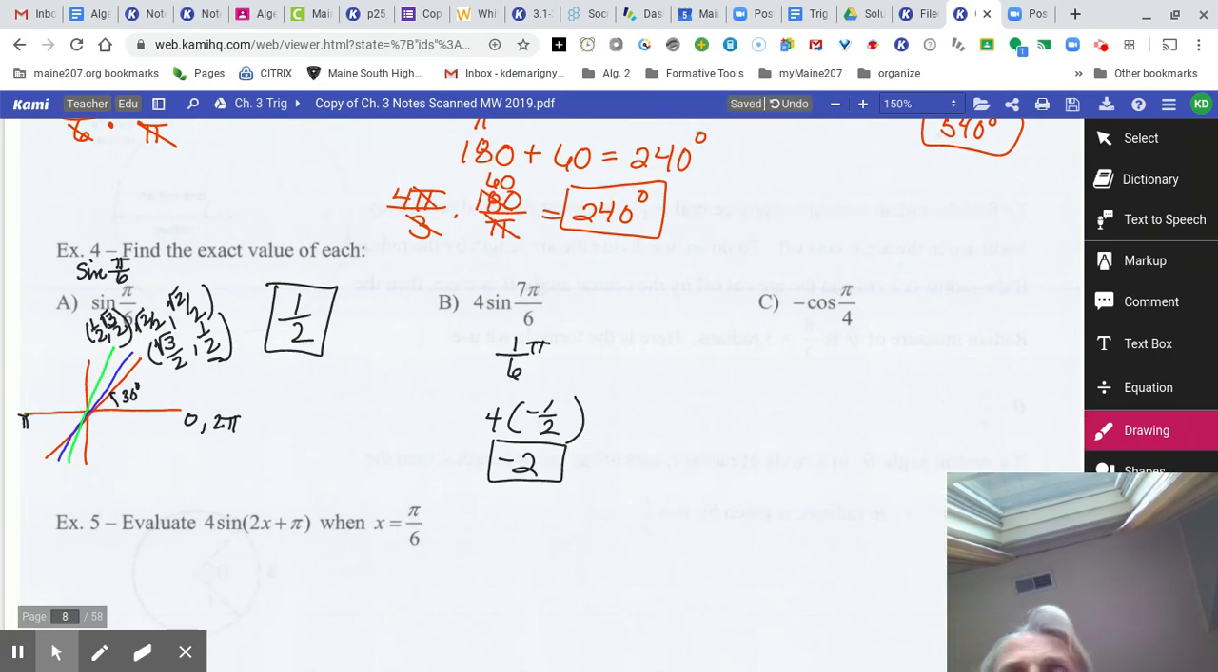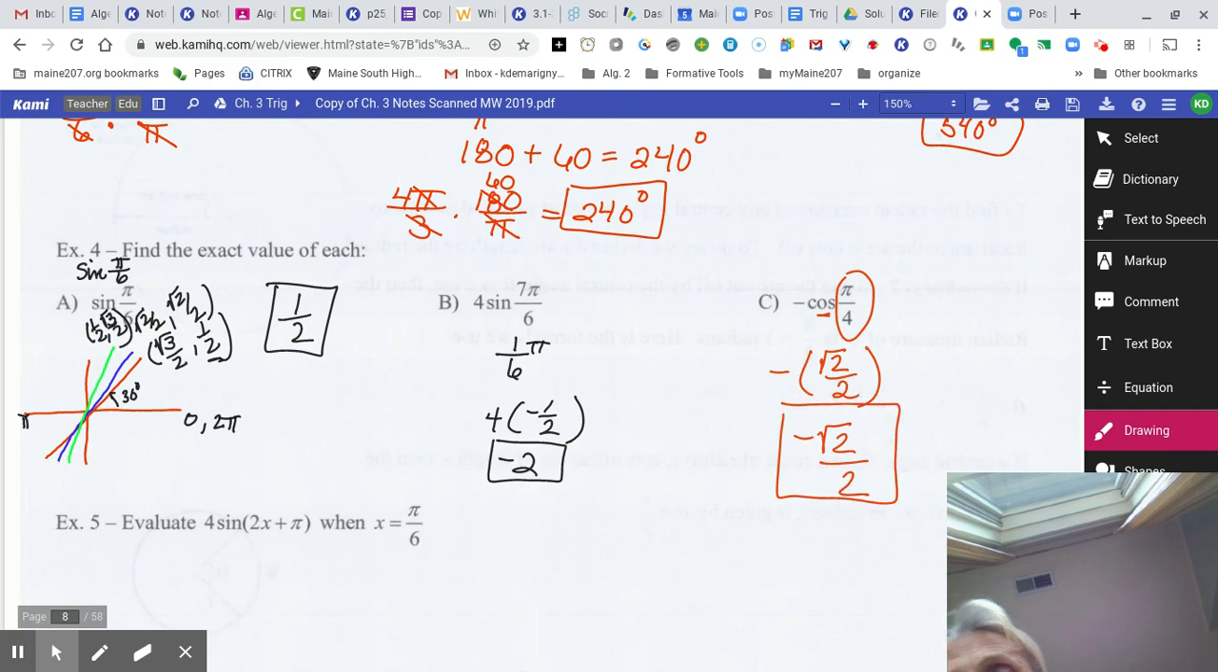Okay. And then lastly, a negative cosine of pi over 4. So to go to pi over 4, remember I'm at 45 degrees. That's what a fourth of a pi is. There's 1, 2, 3, 4, if I were to go all the way to my 180 degrees of my pi. So a fourth of a pi is 45 degrees. So I know that cosine of pi over 4 is square root of 2 over 2. And so I just need to make sure I give the sign: negative root 2 over 2. And those are the exact values.